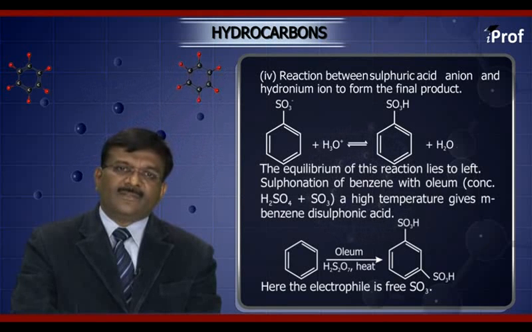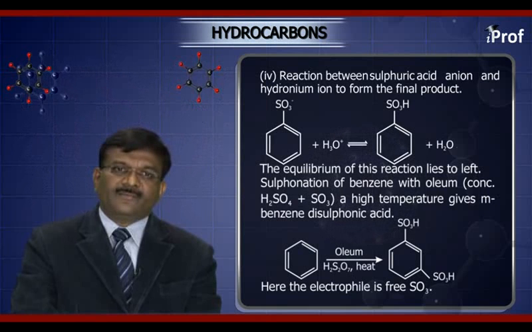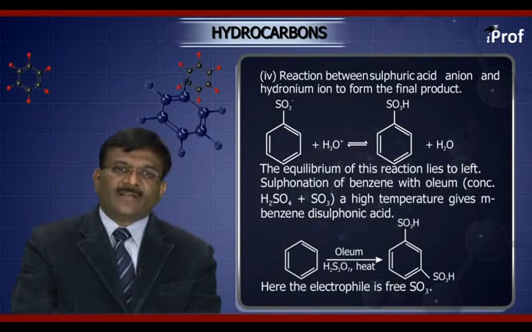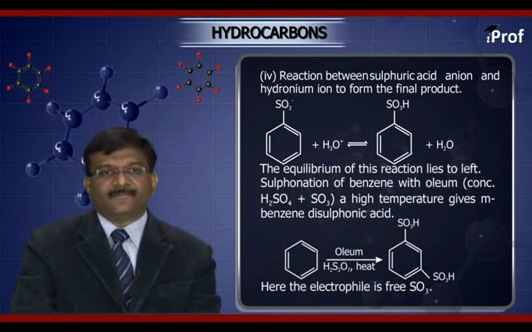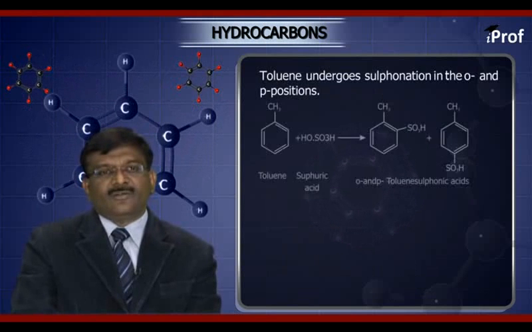The reaction is benzene plus oleum in presence of heat, high temperature, it gives 1,3-disulfonic acid. Here the electrophile is the free sulfur trioxide, SO3. Toluene undergoes sulfonation in the ortho and para position.